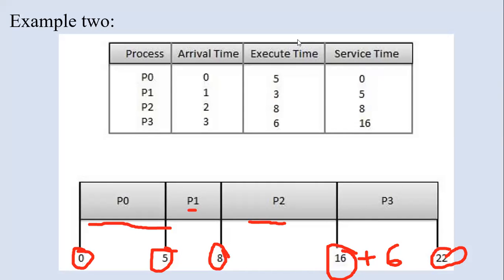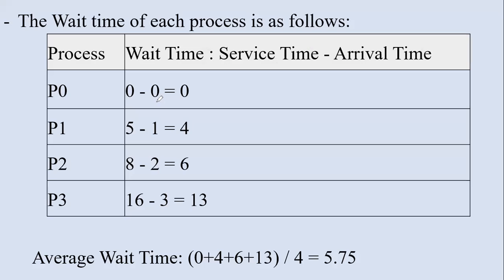What will be the waiting time for each of the processes? So waiting time is equal to service time minus arrival time. Process 0 arrives at time 0 and its service time is 0. Therefore, the waiting time will be 0.